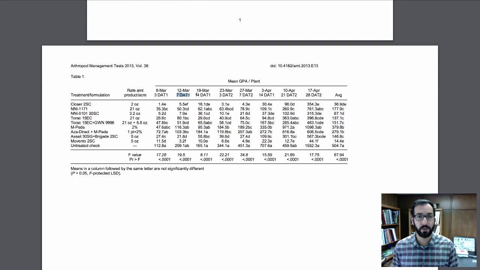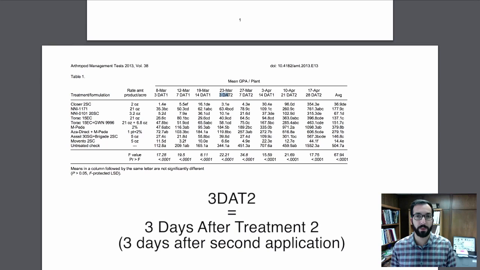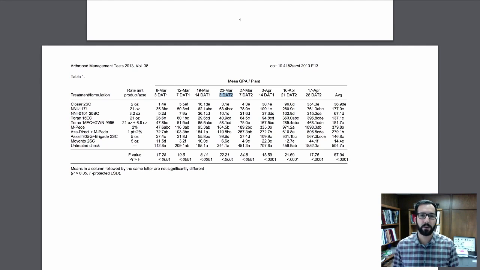You will also notice later on we have 3 DAT2. The 2 represents the second application, so these numbers represent the aphid counts 3 days after the second application of pesticides. Now, let's look at some of the results a bit closer.